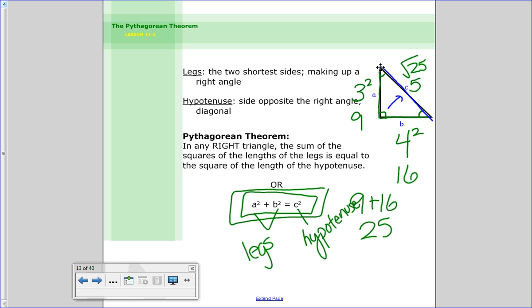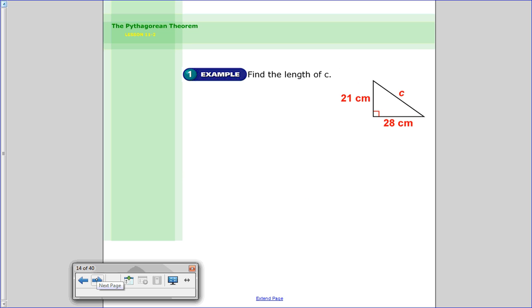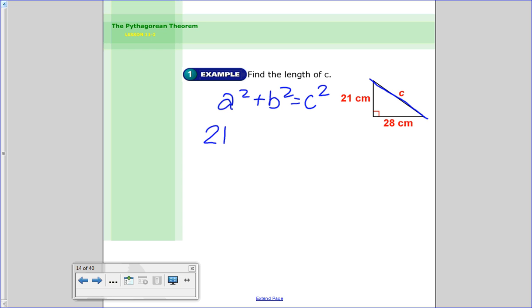All right, so we're going to go ahead and try this. Find the length of C. This is what they give us. And looking at it, I see that C here is a diagonal. So I know the triangle has the two legs for me. A, I'm going to say, is 21 centimeters. B is 28 centimeters. And we're left to figure out what the hypotenuse could be. So we go ahead and put this in.